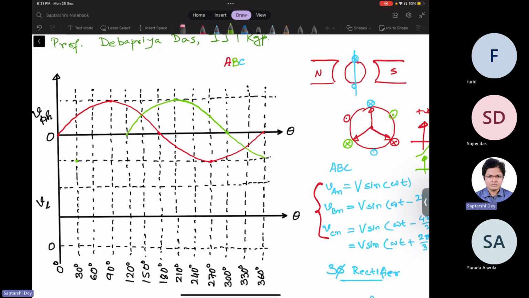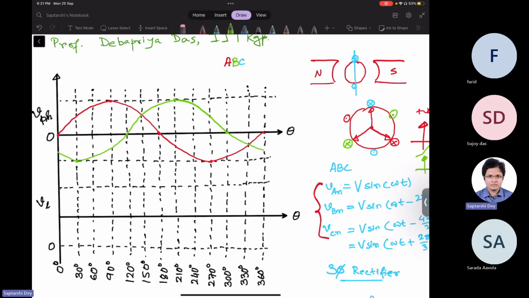If you draw these things in a graph paper, sorry, I made a mistake. It is coming to 0 here. If you draw these things in a graph paper, that looks even more symmetric. That is phase B.